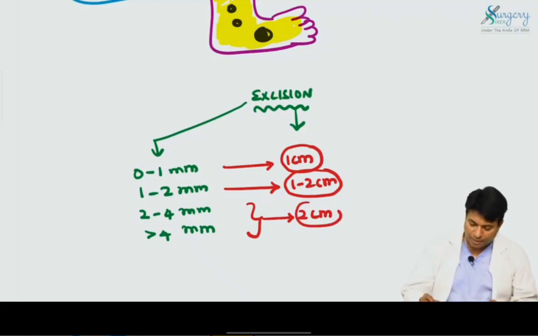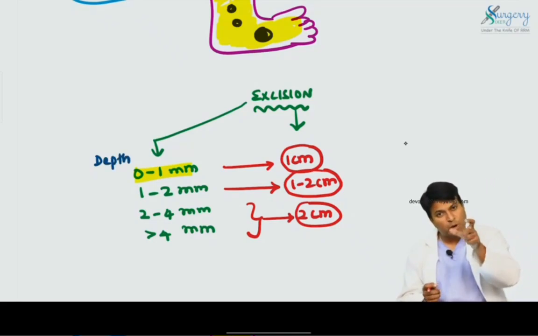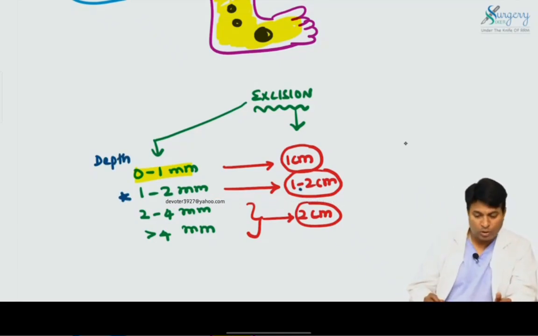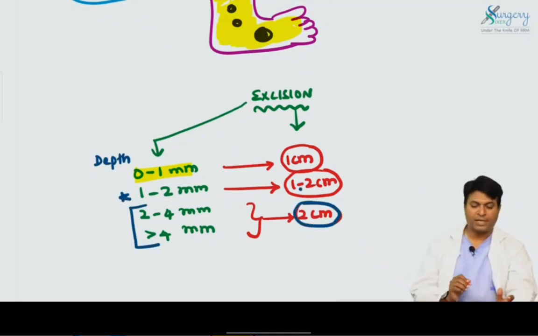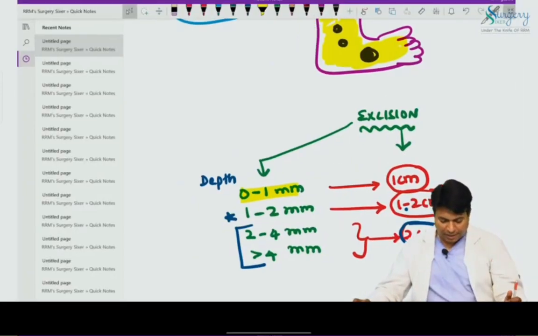So please remember, the margin needed for malignant melanoma is based on depth, not breadth. Depth 0 to 1 millimeter: give 1 centimeter margin on all dimensions. 1 to 2 millimeter: 1 to 2 centimeter. 2 millimeter or more, we should give 2 centimeter margin. At least 2 centimeter margin should be given for malignant melanomas. This is from the latest NCCN guidelines, so please don't forget these points.